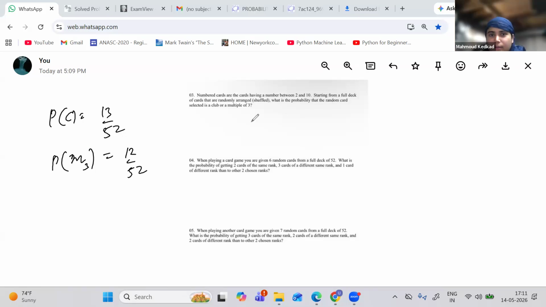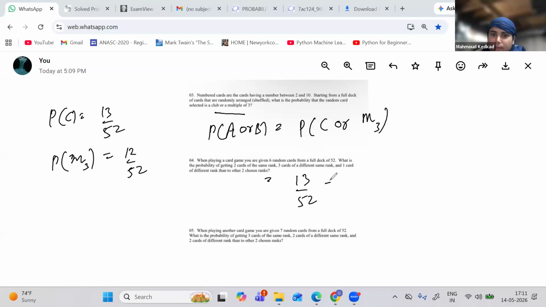And now the question is to find this, and this word here is important: is a club or a multiple of 3? So you're finding P(A or B), or A union B, same thing. In this case, you're picking a club or a multiple of 3. I'm just using a different variable; you can choose whatever you want. So that's 13 over 52 plus 12 over 52 minus the one that you've counted in both of them.